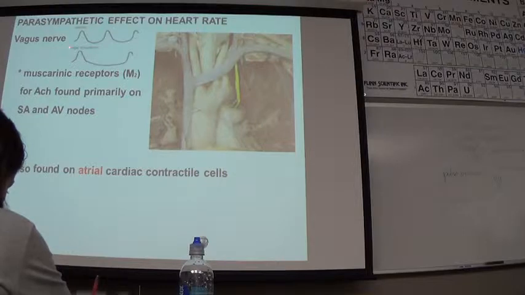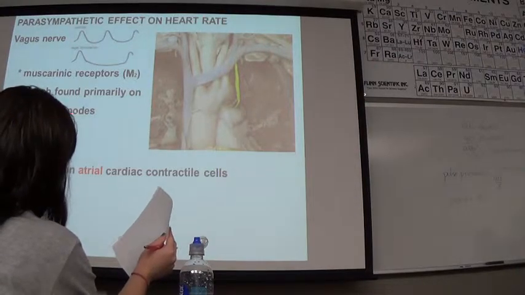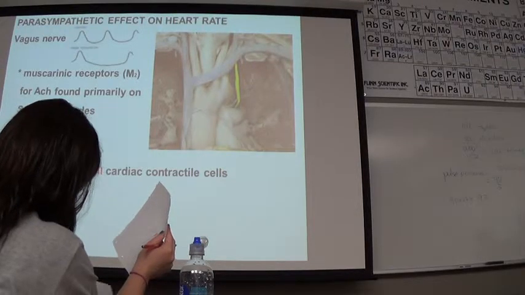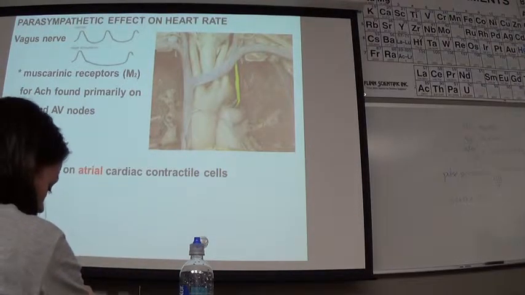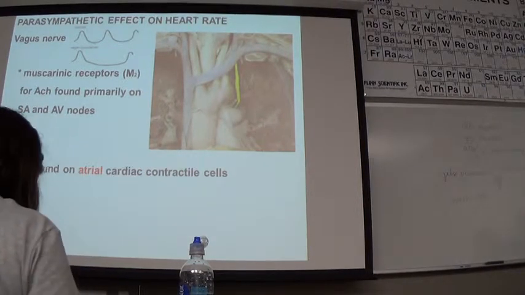So parasympathetic, remember, is binding to muscarinic receptors, which means we're using a G protein. Found primarily in the SA and AV nodes, so we really don't affect contractile cells of the ventricle. That change in the cardiac output and stroke volume is going to be left to the sympathetic nervous system.